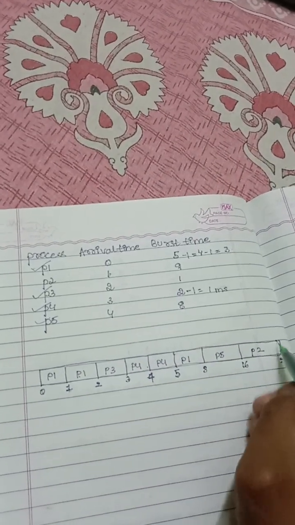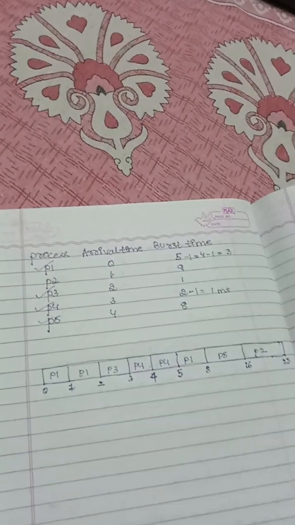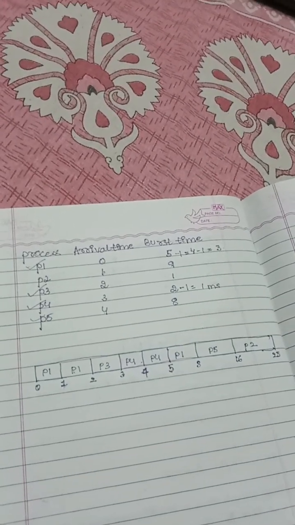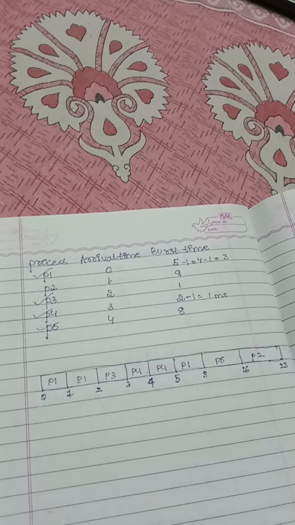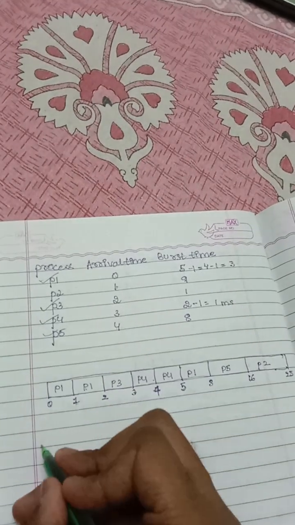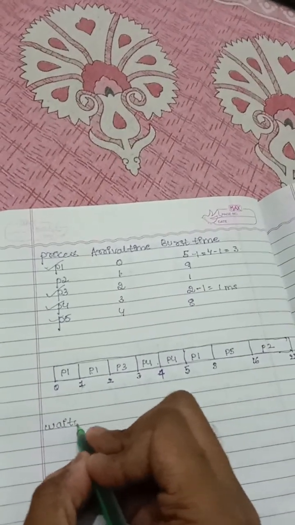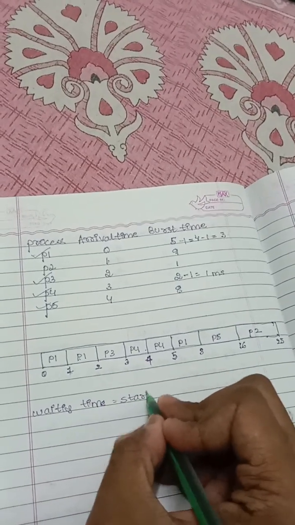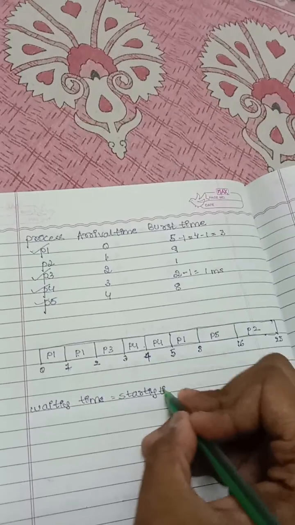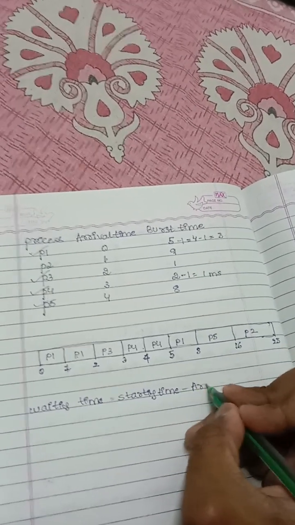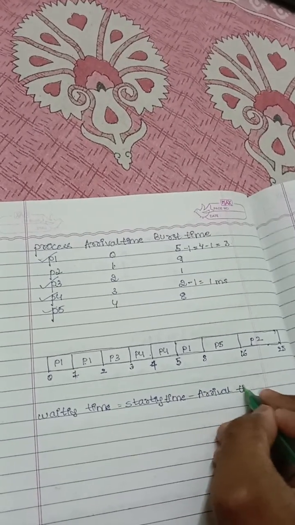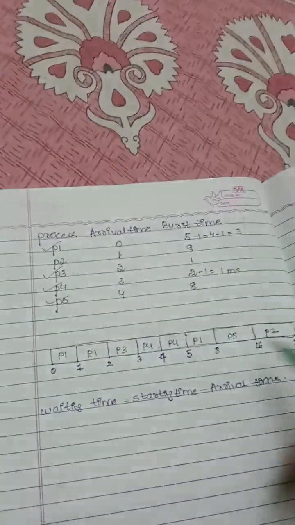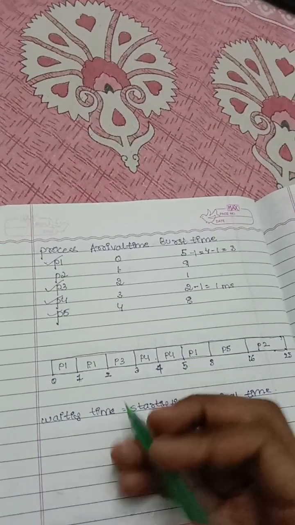This is the actual process for the Gantt chart. Now let us calculate waiting time and turnaround time for each and every process. Now the waiting time is denoted with the formula starting time minus arrival time. We have to calculate waiting time for each and every process.